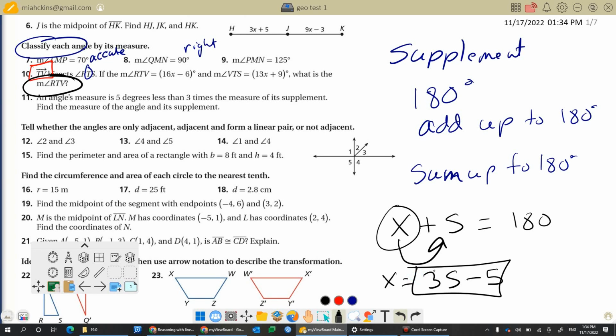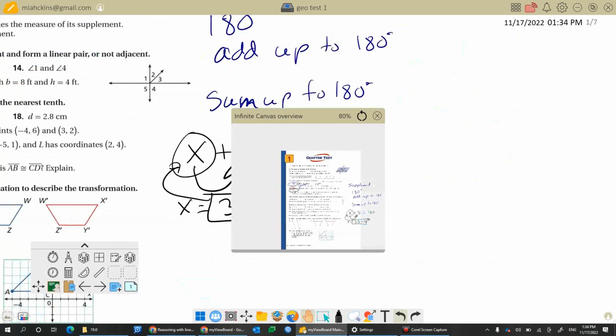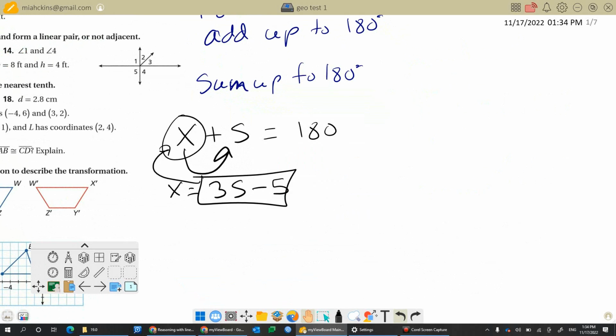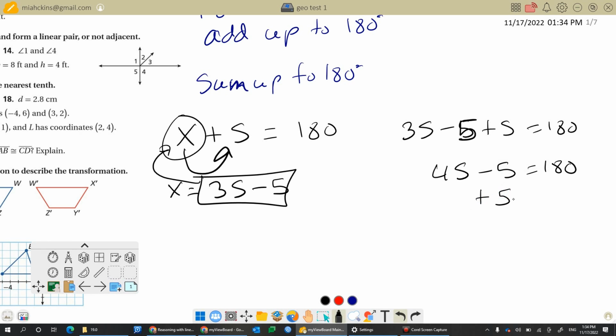So then what can we do? We can substitute this in for x. So that's what we are going to do. We're going to substitute that in for x. So then we get this written in. So 3s minus 5 plus s is equal to 180 degrees. So 3s plus s is 4s minus 5 is equal to 180. So we add 5, and so then 4s is equal to 185.